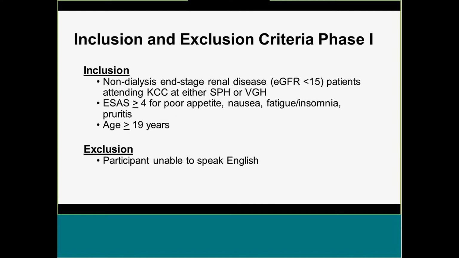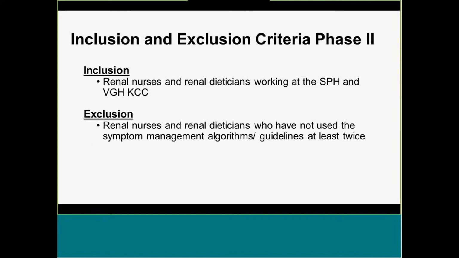And our exclusion criteria for phase one were if the participants were unable to speak. For phase two, our inclusion criteria were renal nurses and renal dietitians who worked in the kidney care clinic at these sites. And we excluded renal nurses and dietitians who had not used the symptom management algorithm at least twice prior to the focus group.